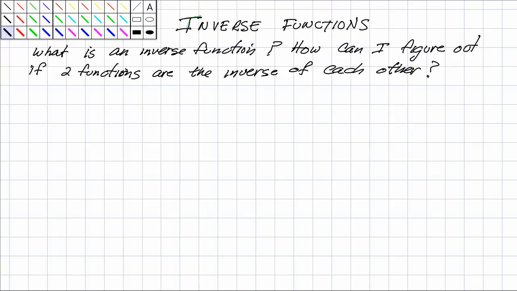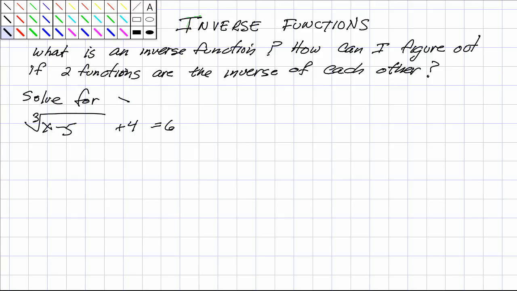So before we even talk about inverse functions, let's review inverse operations. If I had the equation, the third root of x minus 5, plus 4, is equal to 6, and I told you to solve that for x, what you would want to do is, at some point, have an x on one side and something else on the other side which doesn't have an x in it, and then the equation is solved.